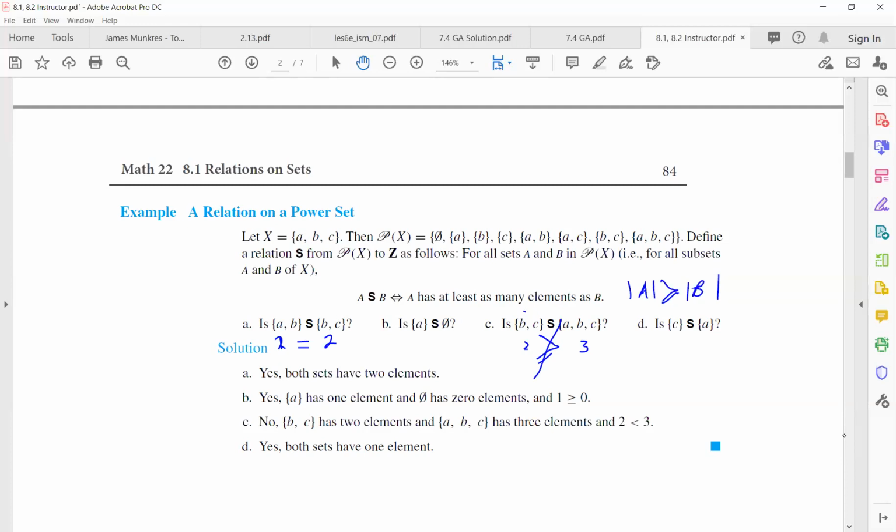And finally, the cardinality of this set is 1, the cardinality of the second set is 1, and they are equal to each other. Since you have equality, it means that the set including C is in relation with the set including just A.